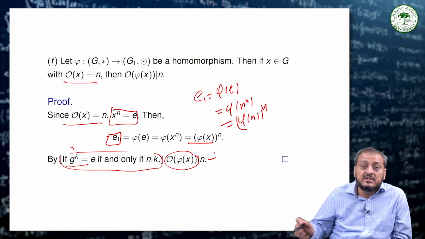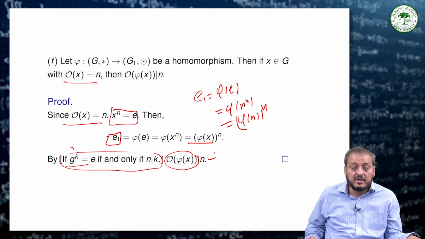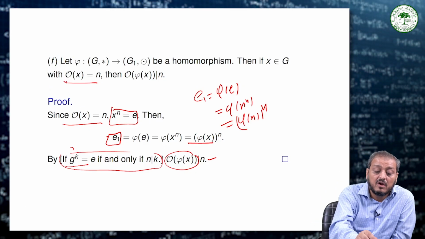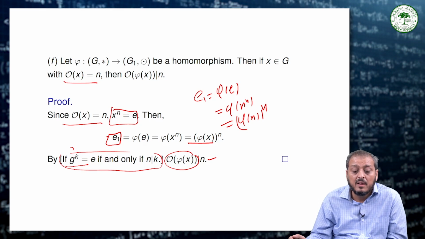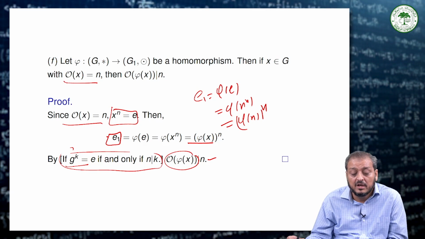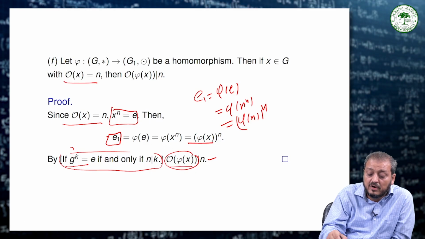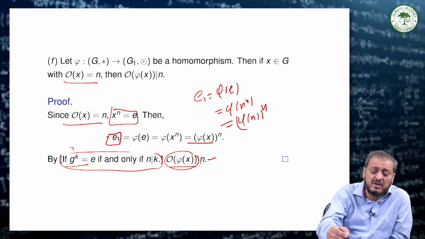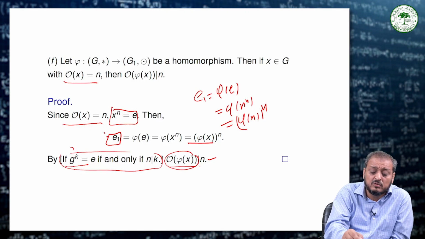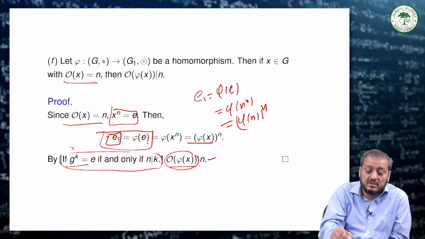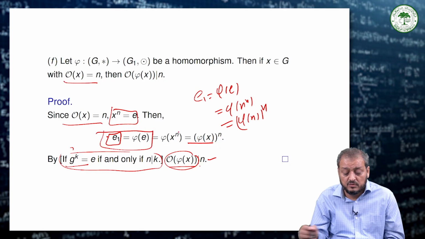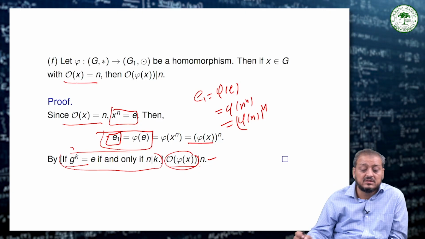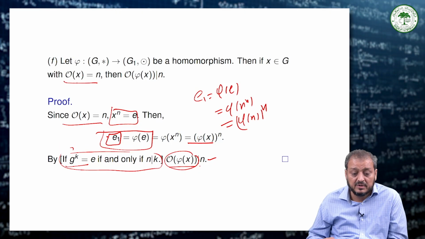So, by this result we can easily say, in this form, that if the order of x is equal to n, then the order of phi of x divides n. This means it can be written in this form. The proof is very trivial using this, and then using part A and the previous result. So, we can simply say that the order of phi of x divides n if the order of x is equal to n, so order is preserved.